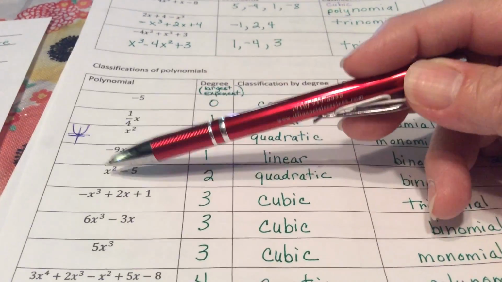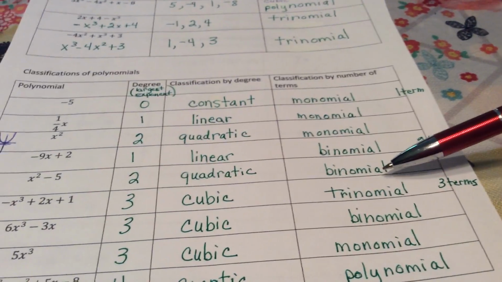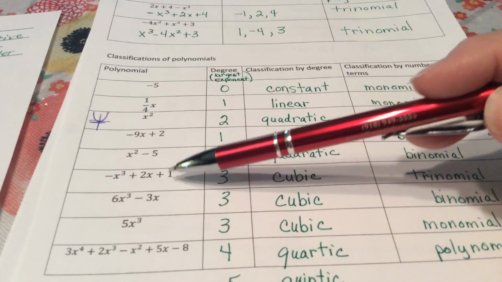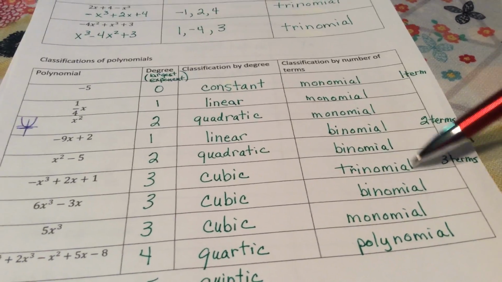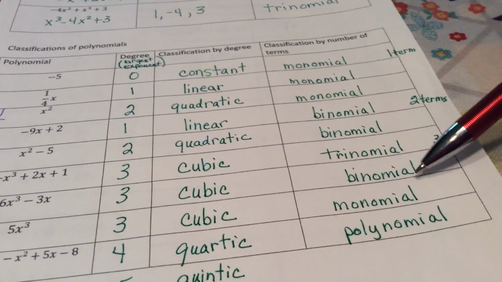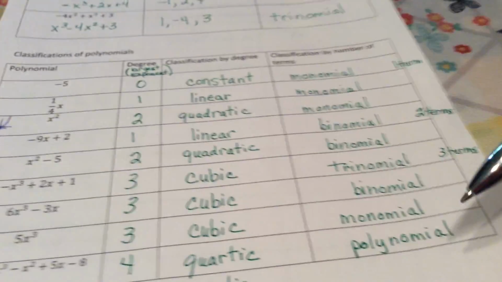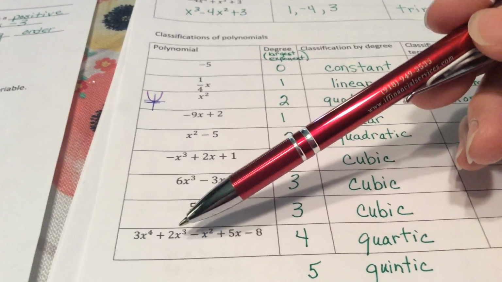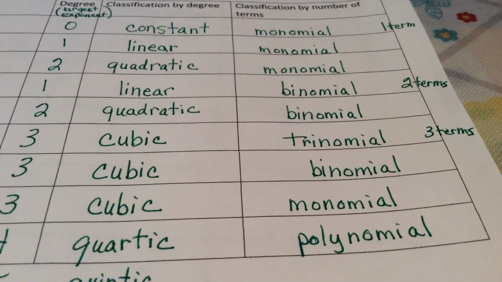The next one, x squared is a term. Negative 5 is another term. That makes this one also a binomial. This one has 1, 2, 3 terms. That means it is a trinomial. This one has 1, 2 terms. That is a binomial. This one only has one term. That is a monomial. This one has more than 3. There's 1, 2, 3, 4, 5. Anything more than 3 terms is a polynomial.